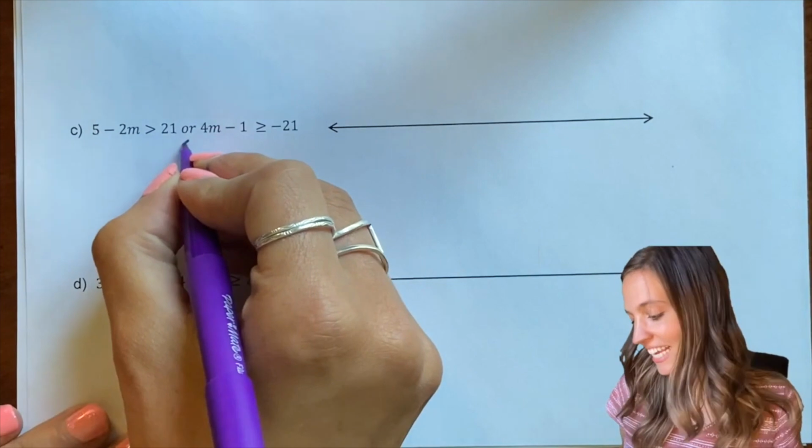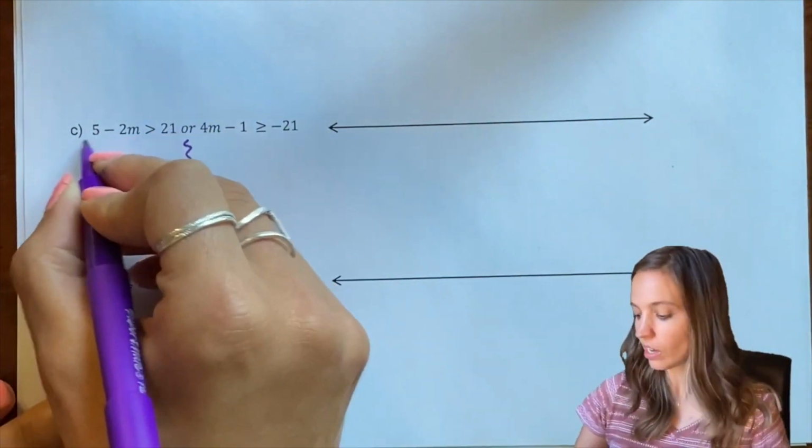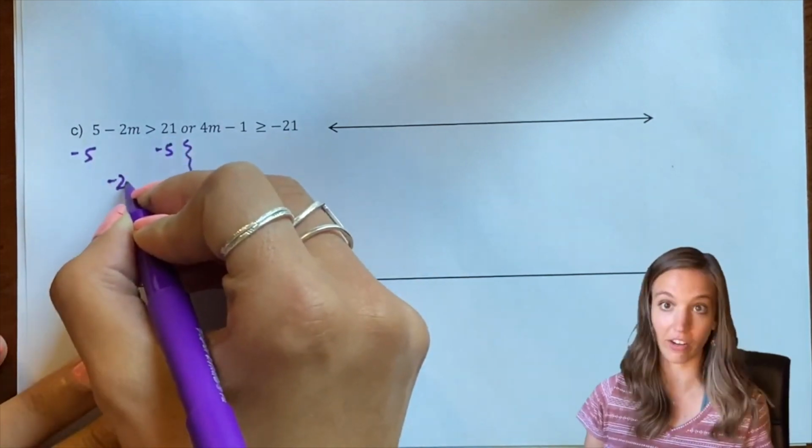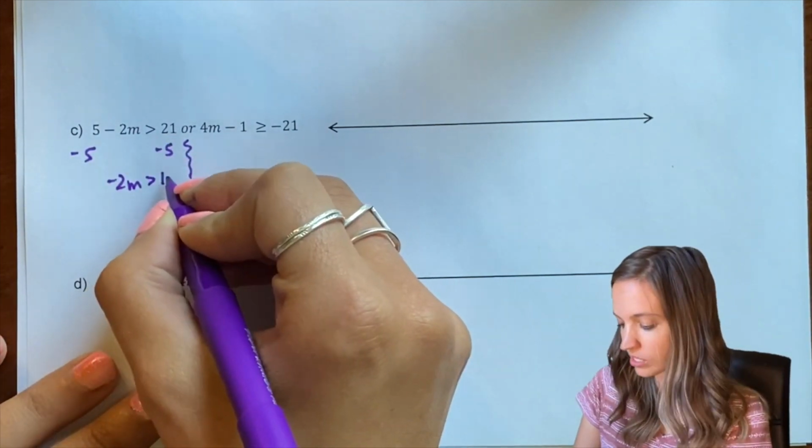Okay, moving on to C. C is going to be our first "or" compound inequality. We don't do any of the algebraic work differently. It's just going to affect the way our solution set looks in our final answer. So let's start solving these just like we were solving the other ones.